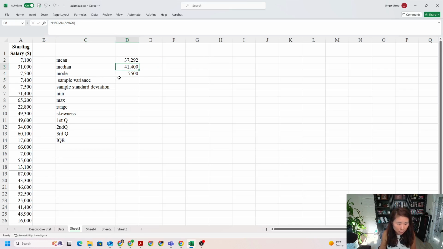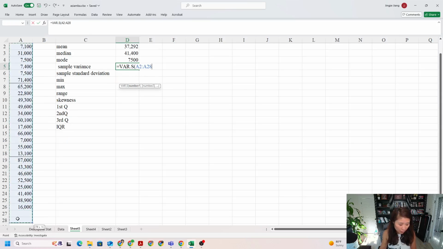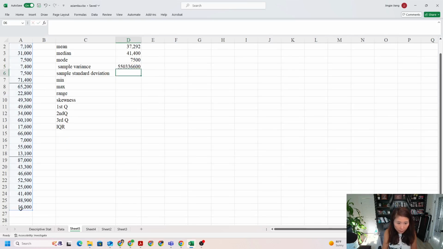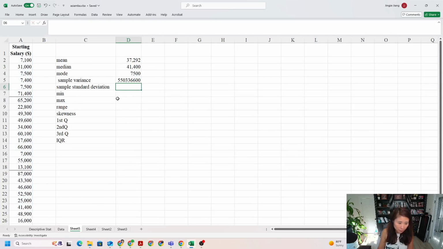So now we look at the sample variance. We will type VAR.S. We mentioned in the previous video, .S stands for sample, .P stands for population. VAR.S will give us the sample variance, and in the parentheses select A2 to A26. Push enter. So now we get a sample variance.